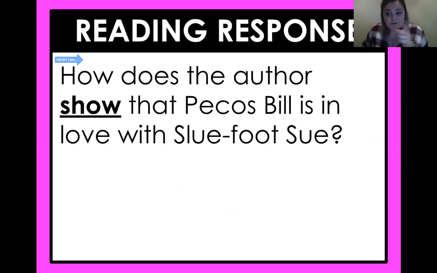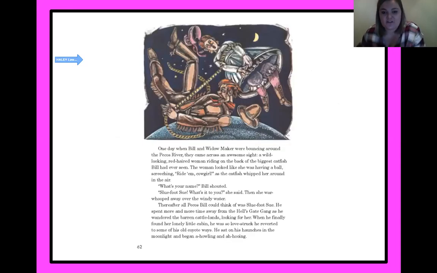All right, so your reading response today, we talked about this a little bit earlier, but now it's your turn. How does the author show us, so that's big underlined, that Pecos Bill is in love with Slewfoot Sue? So you have to go back onto this page, maybe other pages, and give me details. How does the author show us that he loves her?